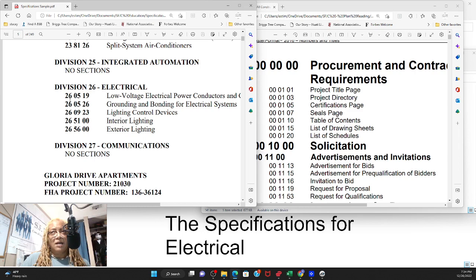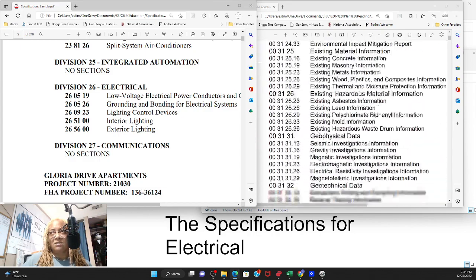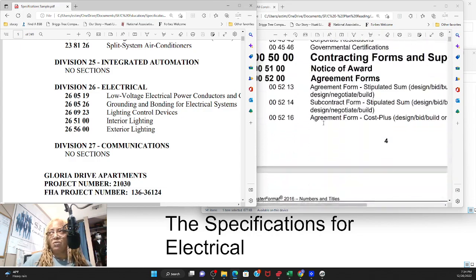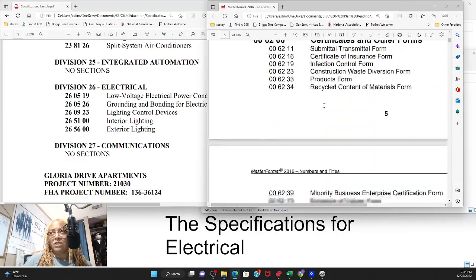260519 is telling us all about our low voltage electrical power and conductors. 260526, grounding and bonding for electrical systems. And remember, the left is the actual set. So let's go on the right to the master format and go all the way down to Division 26.